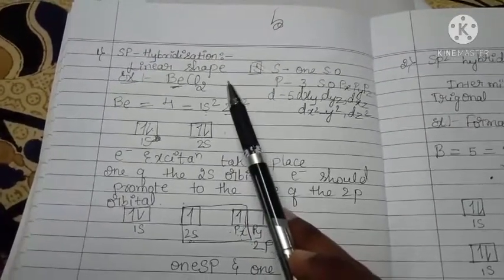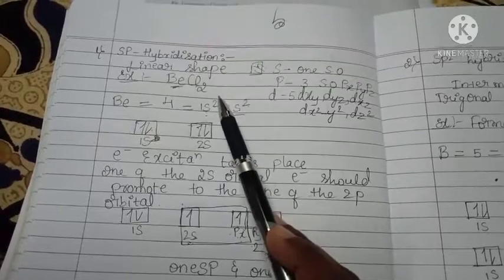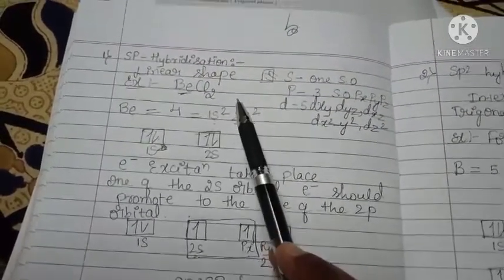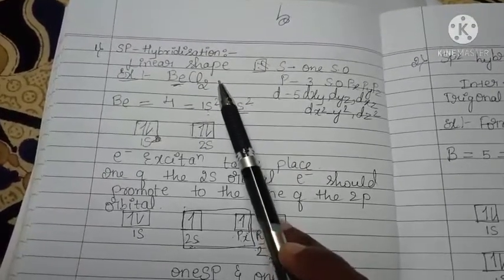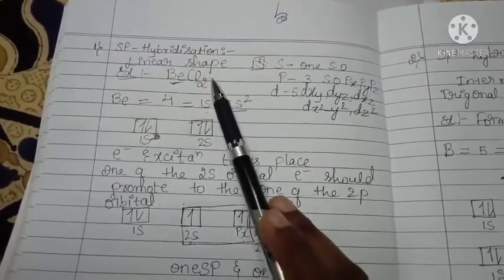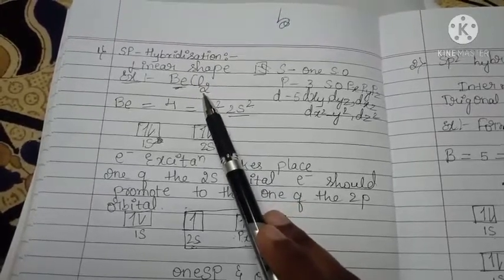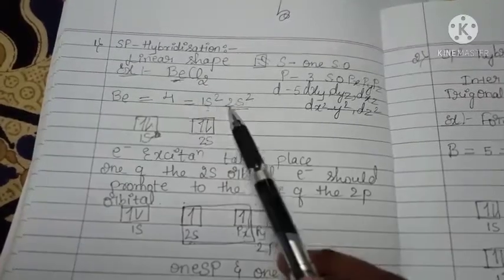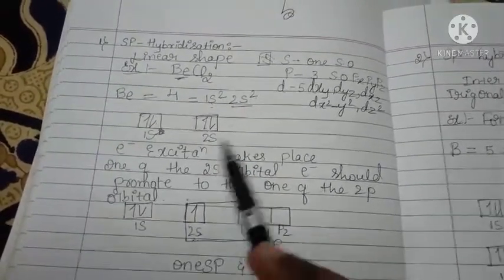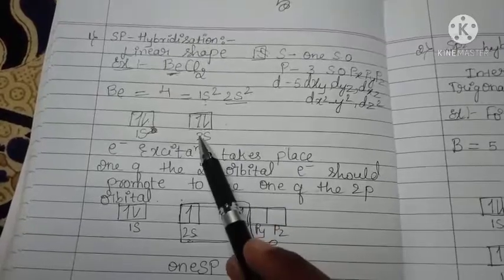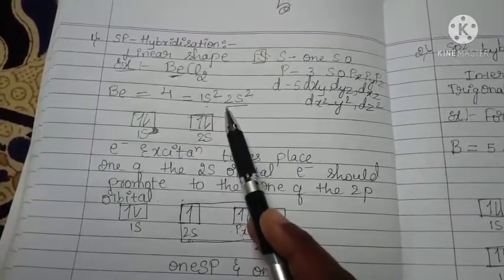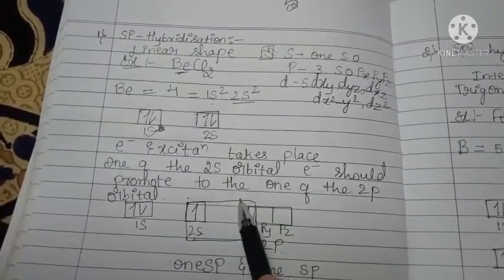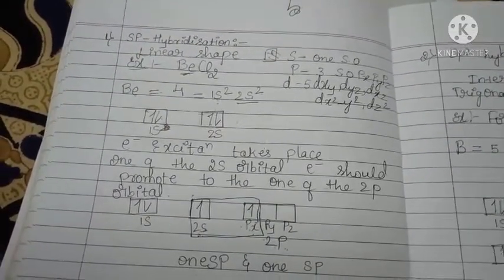In the last class we learnt sp hybridization and sp2 hybridization with examples of how the covalent bond is formed. For sp hybridization, it is linear shape. The example is beryllium chloride. We have to know the atomic number of beryllium and its electronic configuration. In the outermost shell, it is 2s2. One of the 2s2 electrons should be promoted into a p orbital.